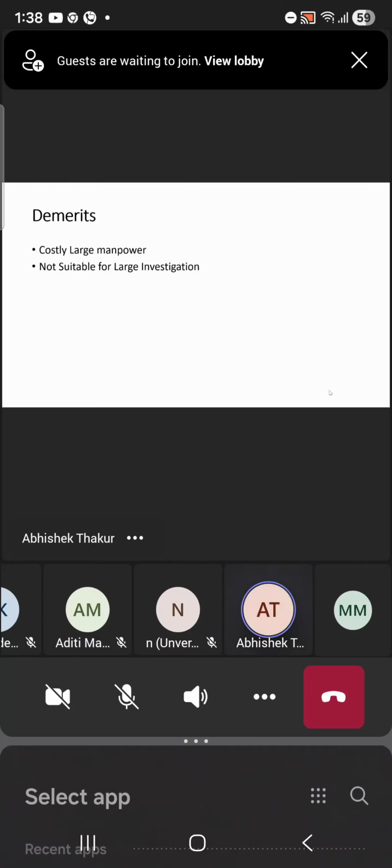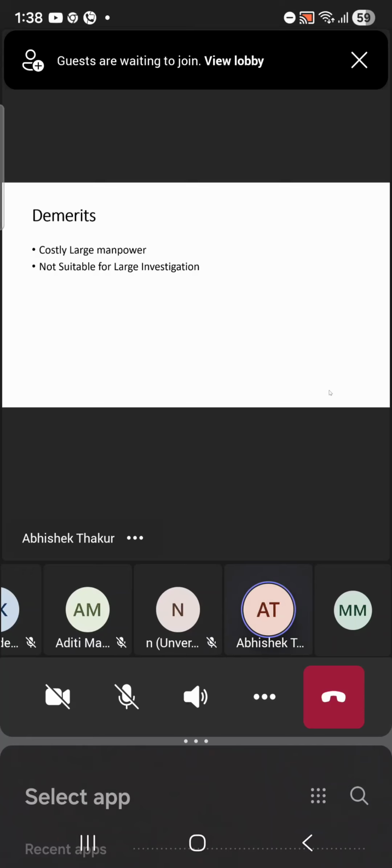Second is the demerits of the census method. Yes, as I mentioned, it is costly and it requires large manpower. These are the demerits of the census method, and it is not suitable for large areas. Suppose you are going to collect data from the entire country, it is not possible and definitely not suitable.